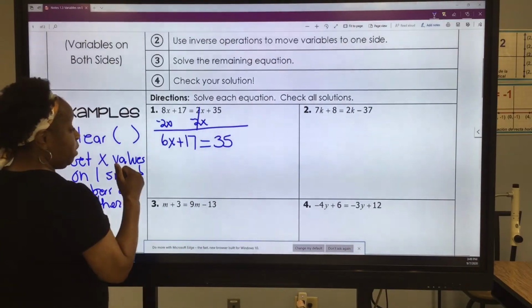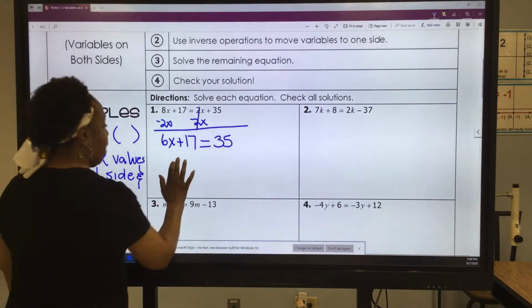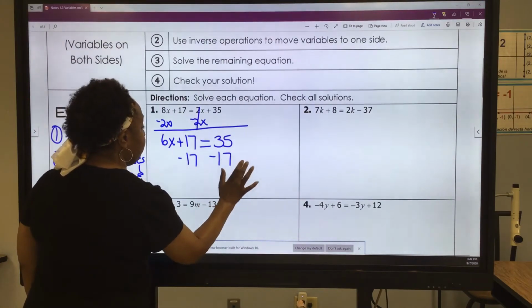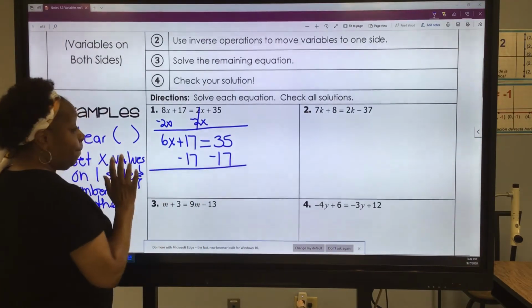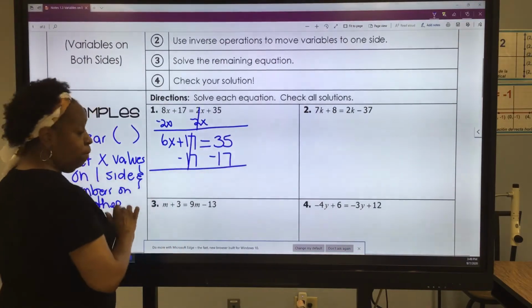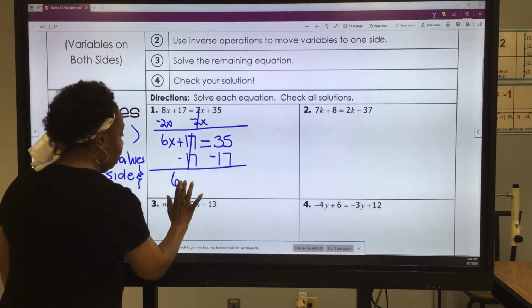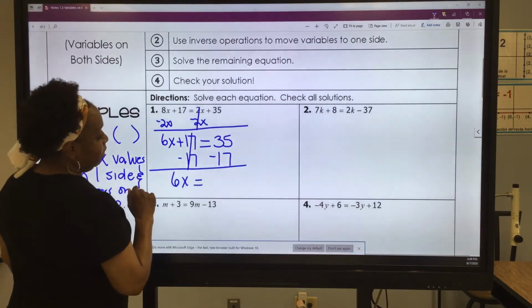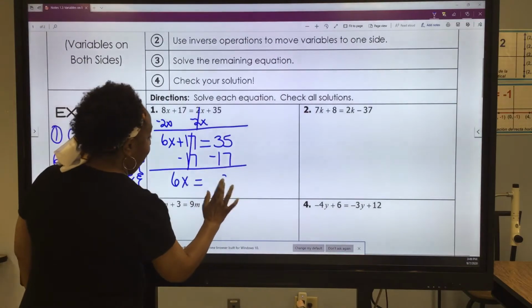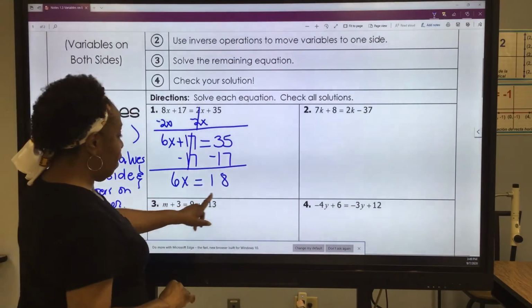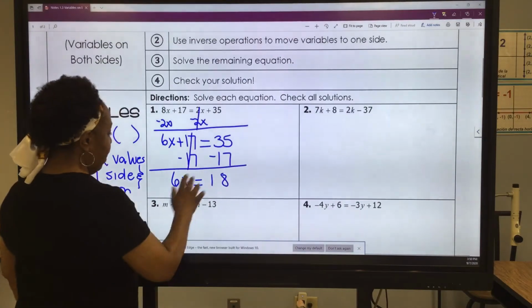So I have a positive 17. We know we do what? We subtract it, real easy. Minus 17, minus 17. I draw my line. Positive 17 plus negative 17 is 0, so that cancels. 6x comes down, equals 35 minus 17. That's going to be an 8 and a 1, so that's 18.